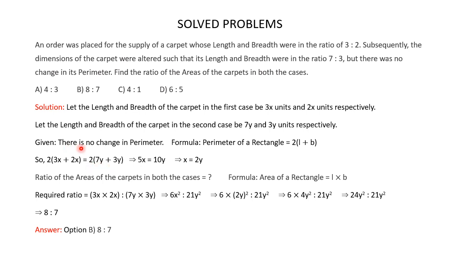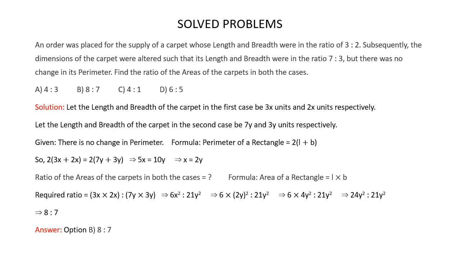Now since there is no change in perimeter, it means the perimeter of the carpet in the first case is equal to perimeter of the carpet in the second case. So 2 multiplied by 3x plus 2x is equal to 2 multiplied by 7y plus 3y. On solving this, we get x is equal to 2y. Now we are asked to find the ratio of the areas of the carpets in both the cases. Now we know that area of a rectangle is equal to length multiplied by breadth.